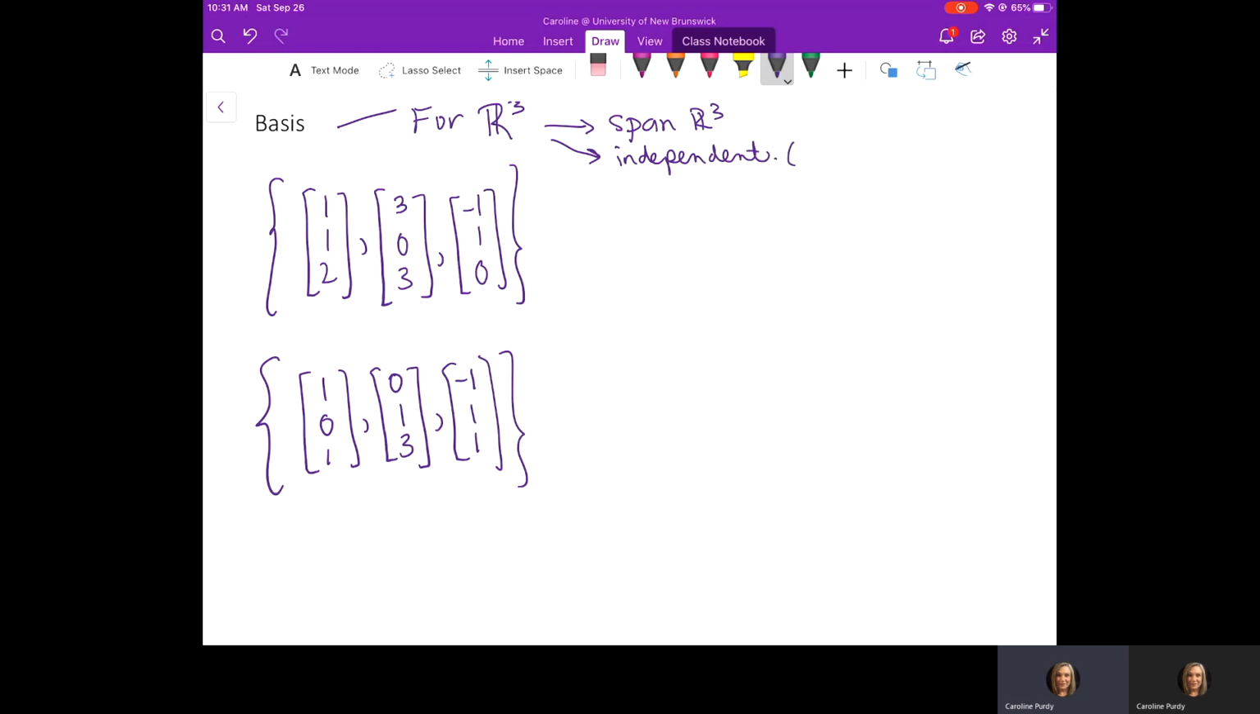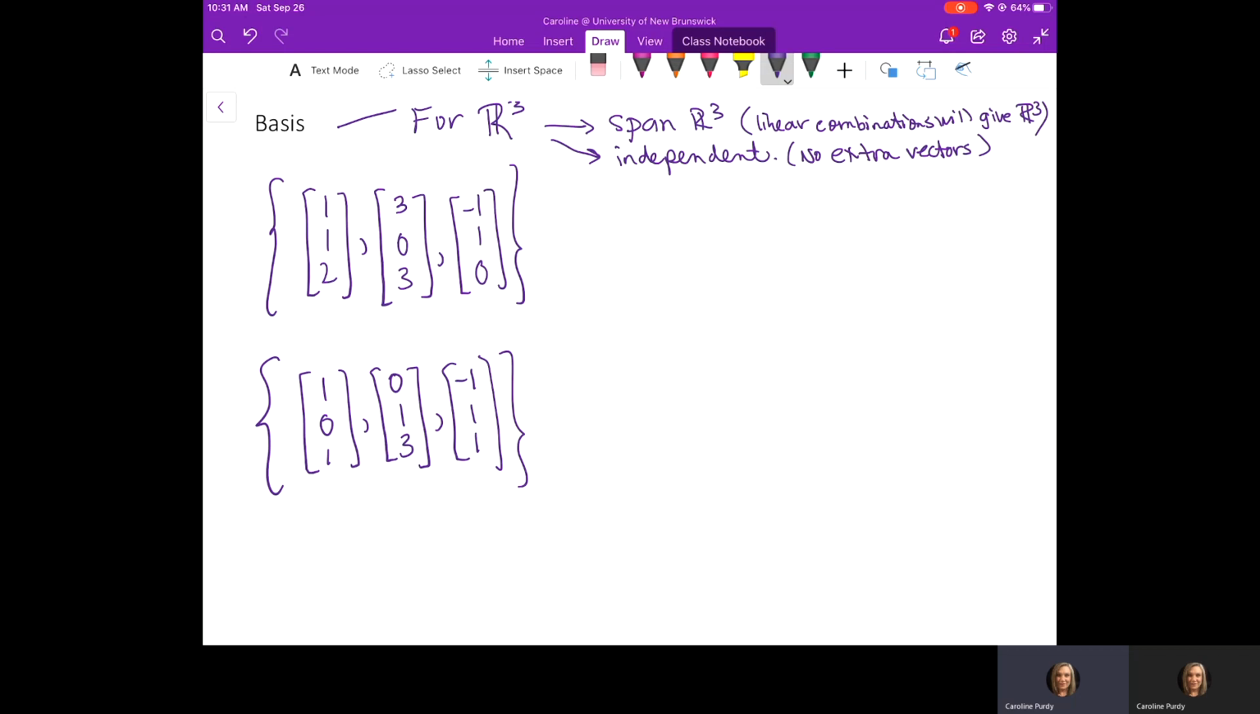Being independent basically means there are no extra vectors, and I'll talk about what that means. And span means that linear combinations of those vectors that form the basis can give any other vector in R3. So linear combos will give other vectors in R3. Okay, so you can do that.